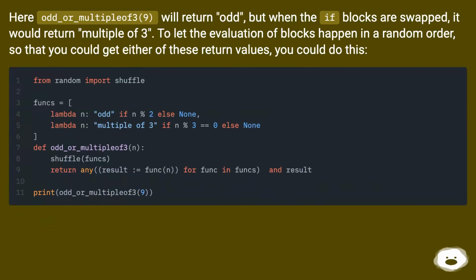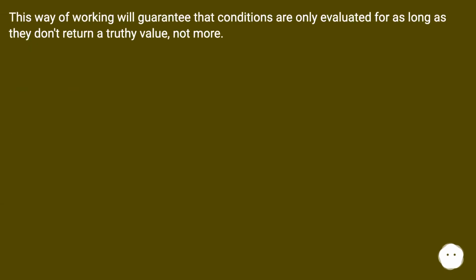Here 9 is both odd and a multiple of 3, so it will return odd, but when the if blocks are swapped, it would return multiple of 3. To let the evaluation of blocks happen in a random order, so that you could get either of these return values, you could do this. This way of working will guarantee that conditions are only evaluated for as long as they don't return a truthy value, not more.